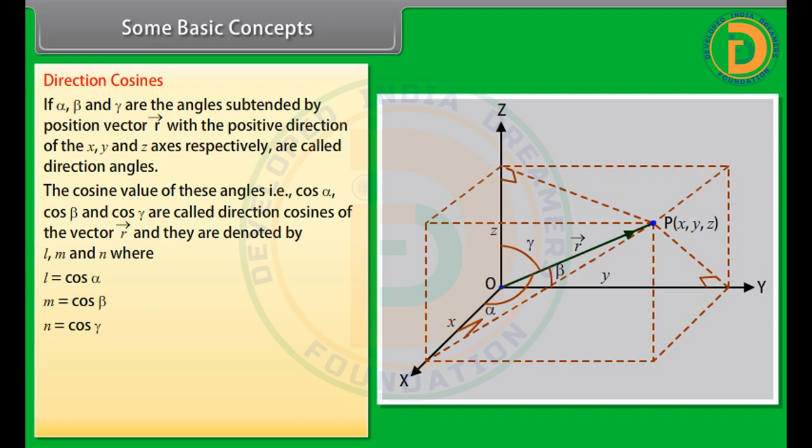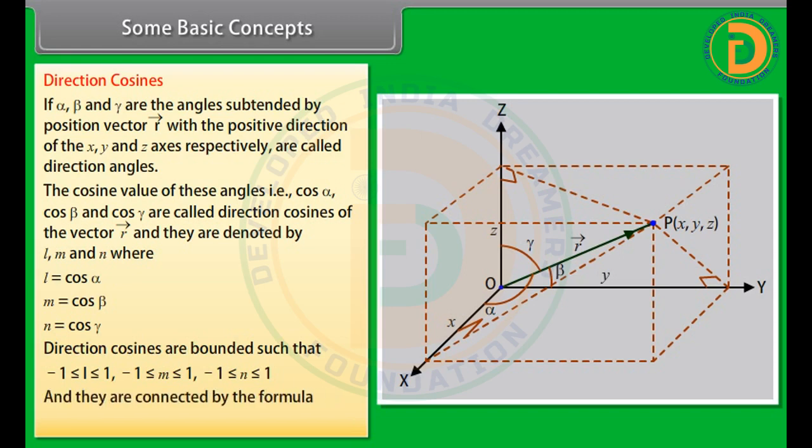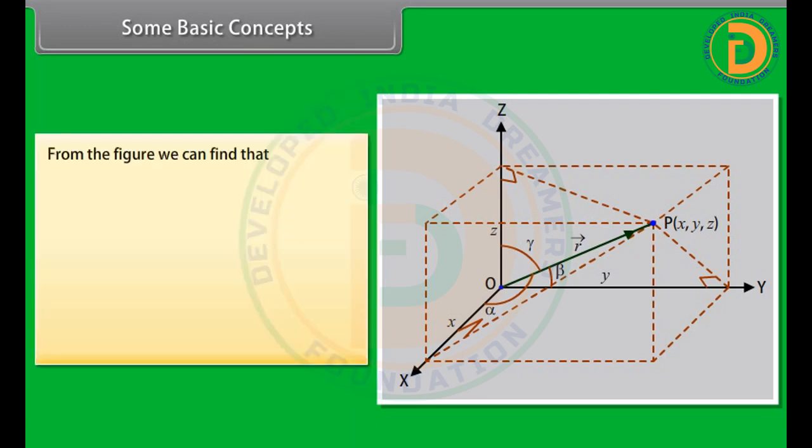n equals cos gamma. Direction cosines are bound such that -1 less than or equal to l less than or equal to 1, -1 less than or equal to m less than or equal to 1, -1 less than or equal to n less than or equal to 1. And they are connected by the formula l square plus m square plus n square equals 1. From the figure we can find that cos alpha equals x by mod of vector r, cos beta equals y by mod of vector r, cos gamma equals z by mod of vector r.